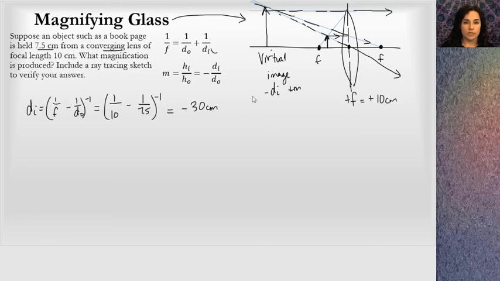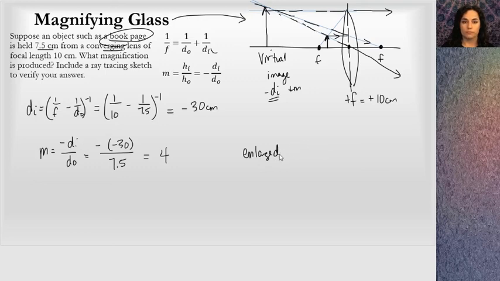And that makes sense to me. It's a negative value. I expected a negative value, and I can see it's about 3 times the focal length from the lens. So now I can calculate the magnification, negative d_i over d_o. So I'm going to put negative of negative 30 over d_o, which is 7.5, and when you run this through, you get a magnification of 4. So the text on that book page is magnified 4 times larger. You would be able to read it better, and that's the point of a magnifying glass. So it's creating an enlarged image that is virtual and upright.